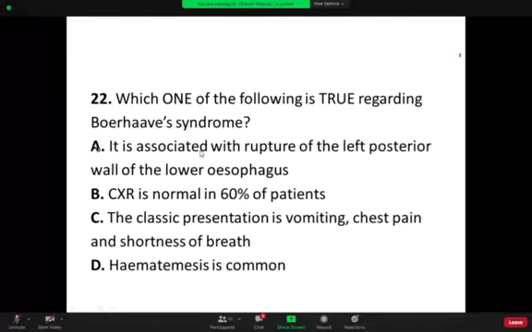CT can be used, and you can use the X-ray, but the problem with the X-ray is that it can be normal in about 30% of patients. Right? So in the X-ray, what could you say if you do an X-ray in a patient with an esophageal rupture? What are the signs? What sort of things would you be able to see in the X-ray?